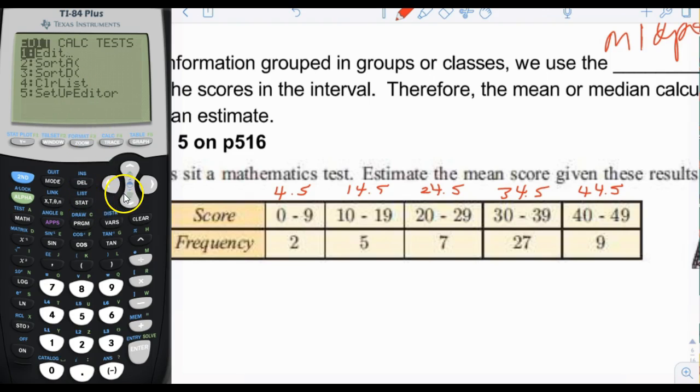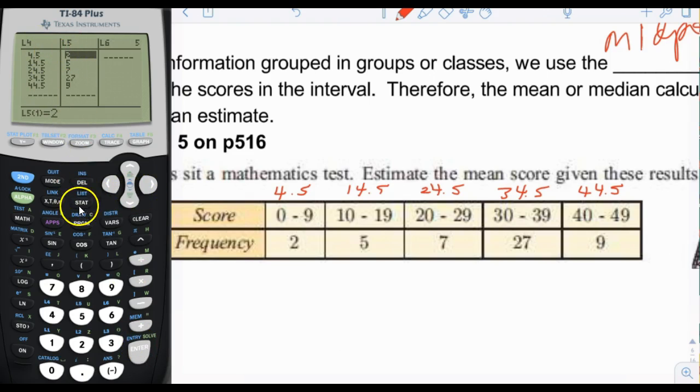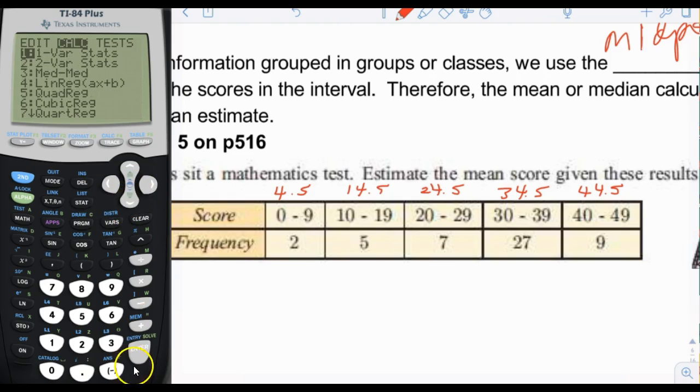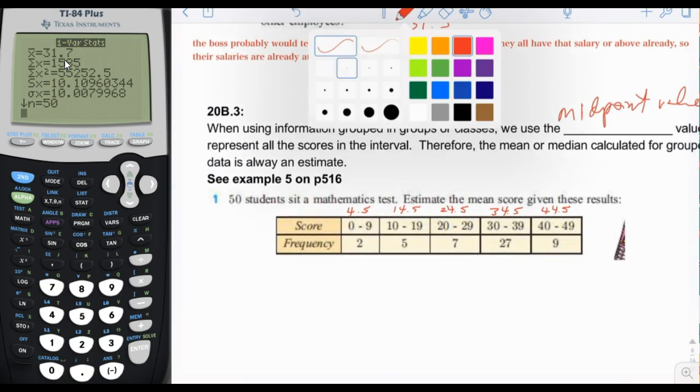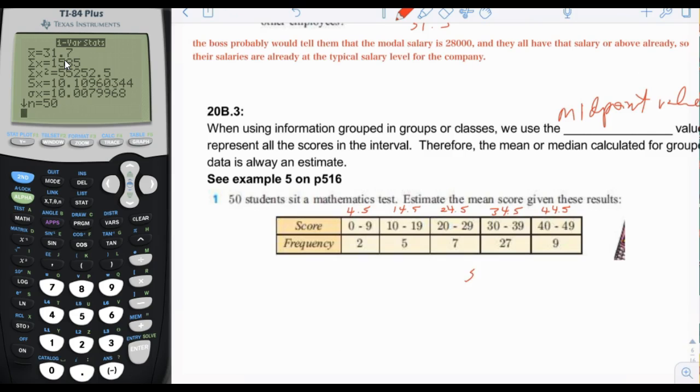Oh, I forgot, I was using L4 and L5, right? So I'm going to do stat, calc, 1-bar stats, L4 and L5. Okay, and then I go to calculate. So the mean is 31.7. Okay?